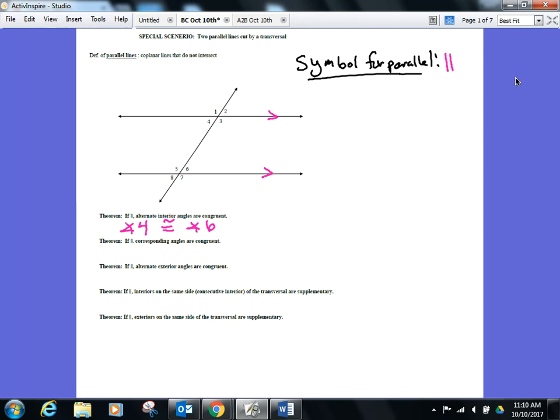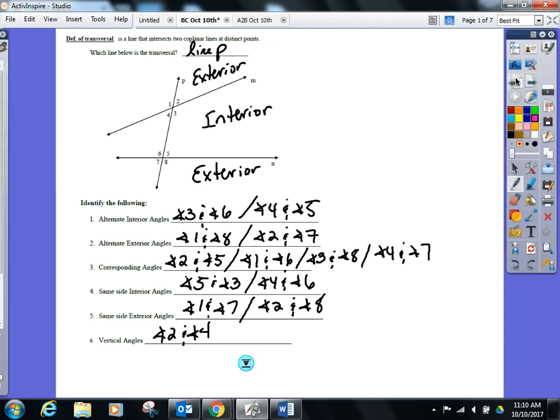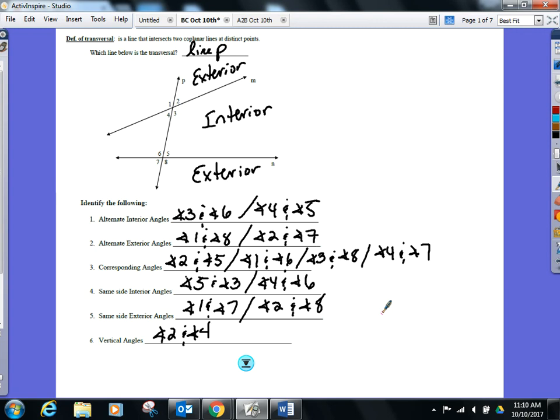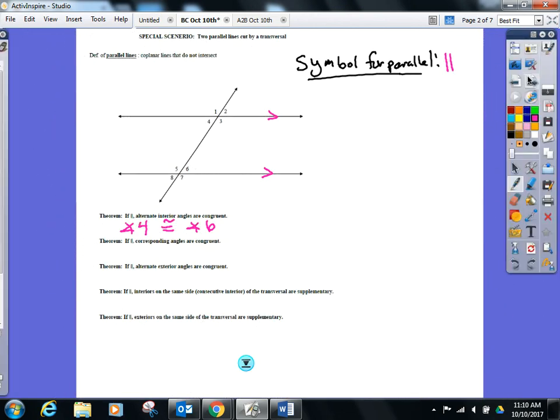Hey, take a look back here. 3 and 6, not congruent. These are only congruent if I know what about my lines? They're parallel. The only thing I know about 3 and 6 is that they're called alternate interior angles. When I make them parallel, now those angles become congruent. All good?